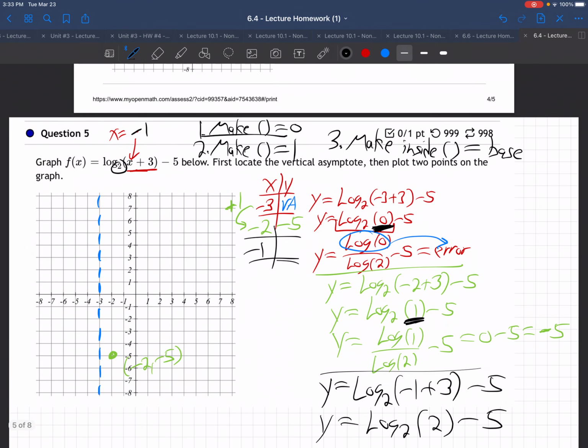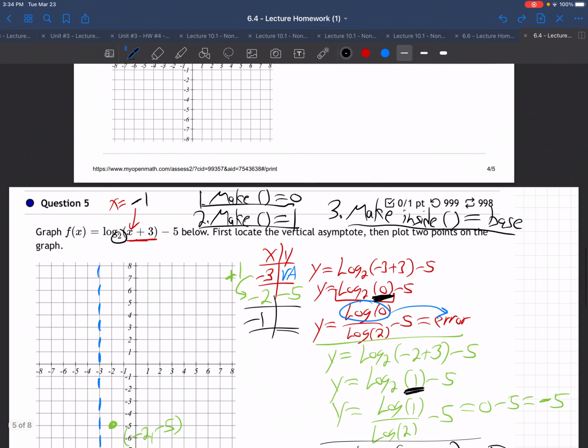So step 1, make the inside of the parentheses 0. Step 2, make the parentheses equal to 1. Step 3, make the inside of the parentheses equal to the base. So what if my base was 5? Then I'd have to put in plus 2, because 2 plus 3 would match 5. What if my base was 7? Then I'd have to put in plus 4, because 4 plus 3 would be 7. Is that making sense? So you just make the inside of the parentheses match the base.